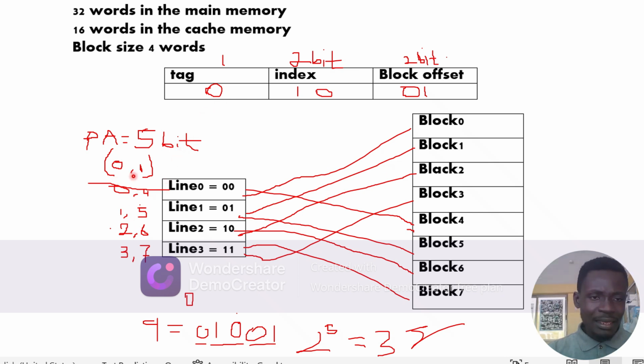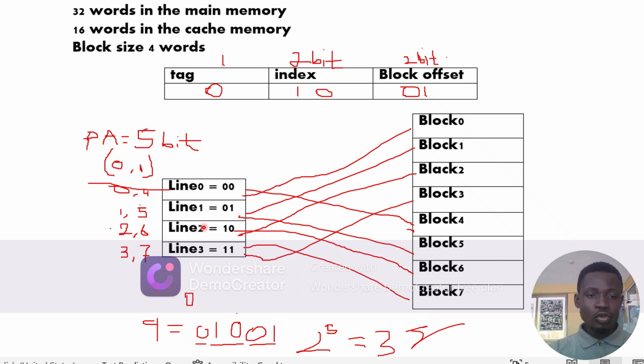When the tag is 0, it's for block 0, block 1, block 2, block 3. When the tag is 1, it's for block 4, block 5, block 6, block 7. So here the tag is 0, and this one has directed us to line 2.